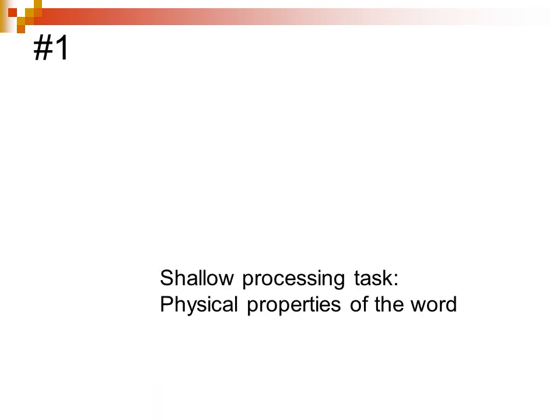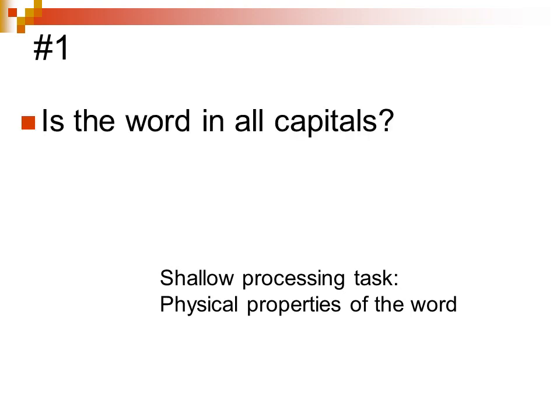So, in the shallow processing task, like I said, participants had to encode the physical properties of the word. They had to decide whether the word was in all capital letters or not. So they might be shown a sentence like, is the word in all capitals? And then they'd be shown a word by itself. And they'd have to decide, okay, is that word in all capital letters or not? That's the shallow processing task.